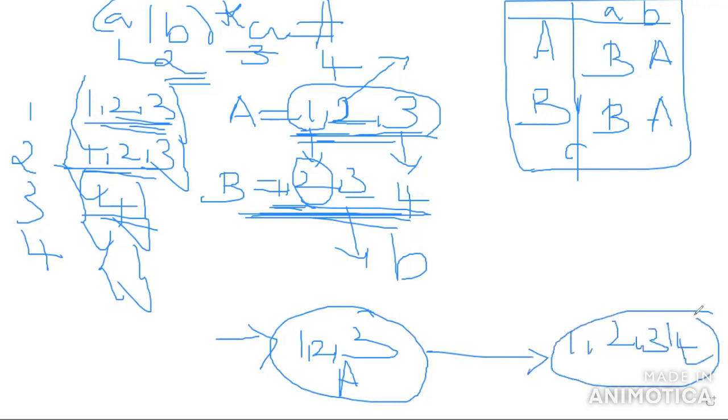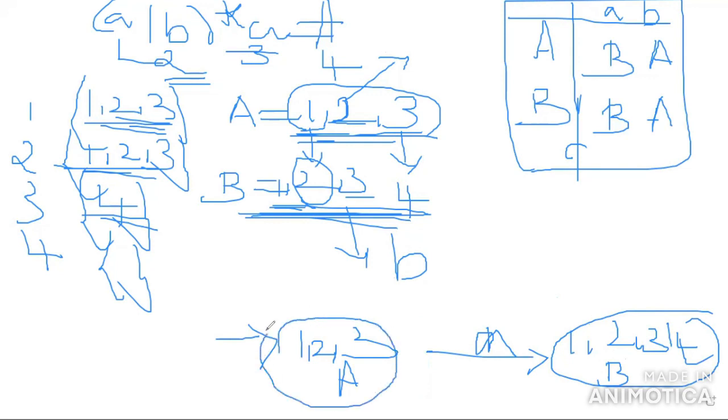1, 2, 3, 4. So this is marked as capital B. A comma A is capital B. A comma B is capital A. What about B? B comma A is B only. Then what about B comma B? B comma B is A.